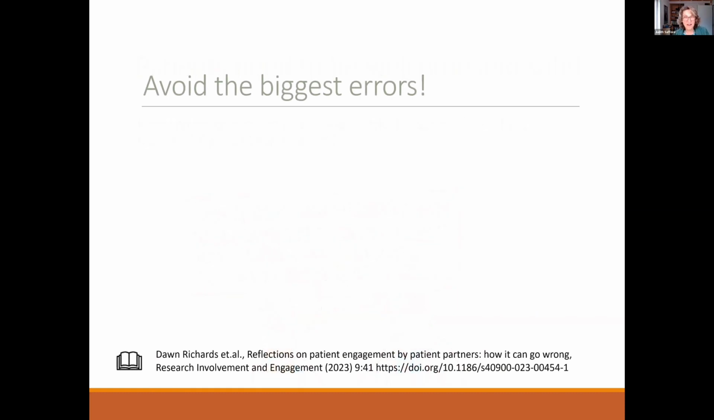The biggest errors, and it's simple, but it's not easy. And Dawn Richards, who is also an arthritis patient, has written a nice paper with other people, probably Maarten as well, I'm not sure. Lots of people contributed to this paper. There are like four errors, and we'll look at the negative side first, and then turn it around to the positive side. So don't do it. I know you need a grant, but not tokenism, because it's a loss for everybody.